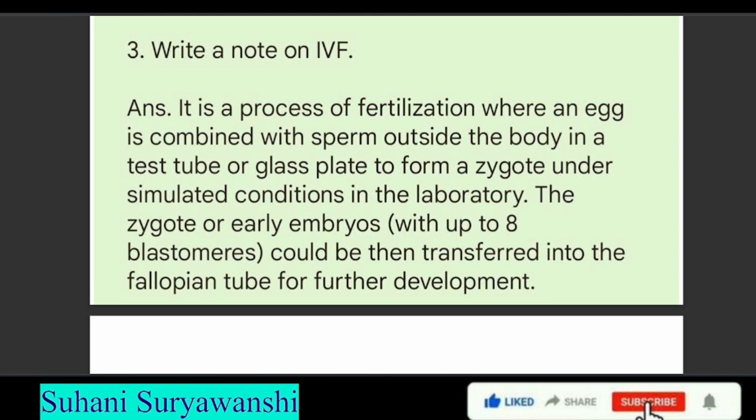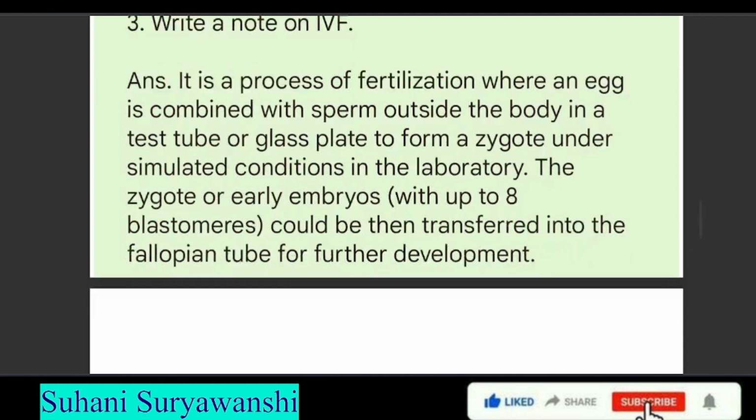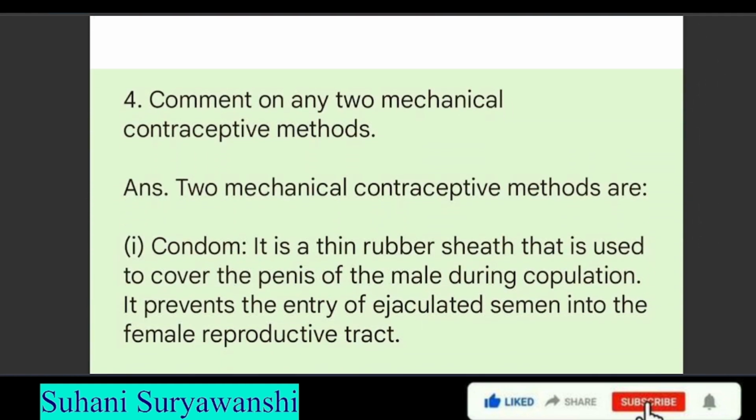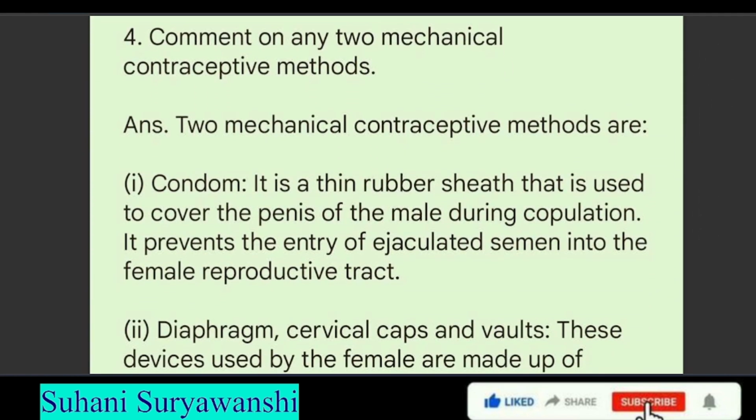It is a process of fertilization where an egg is combined with sperm outside the body in a test tube or glass plate to form a zygote under stimulated conditions in the laboratory. The zygote or early embryo, which is up to 8 blastomeres, could be then transferred into the fallopian tube for further development. Comment on any two mechanical contraceptive methods.